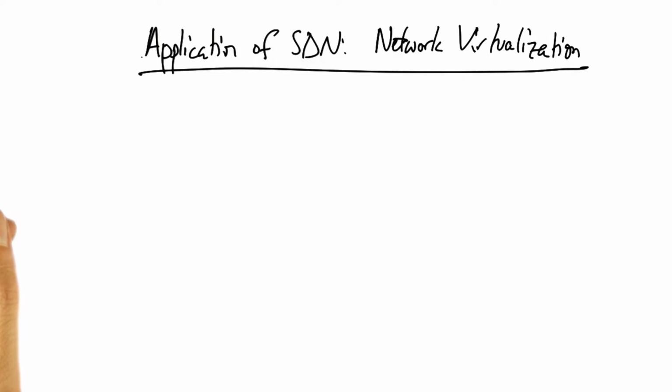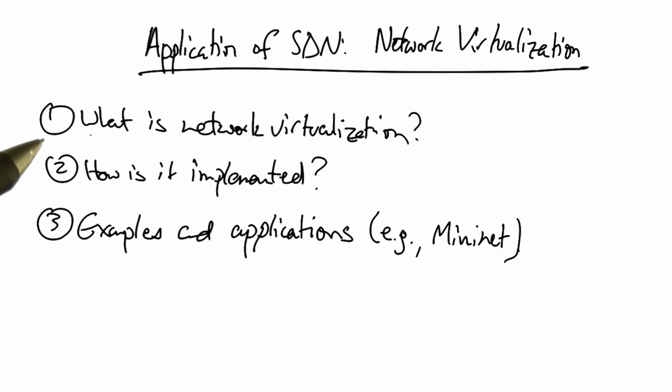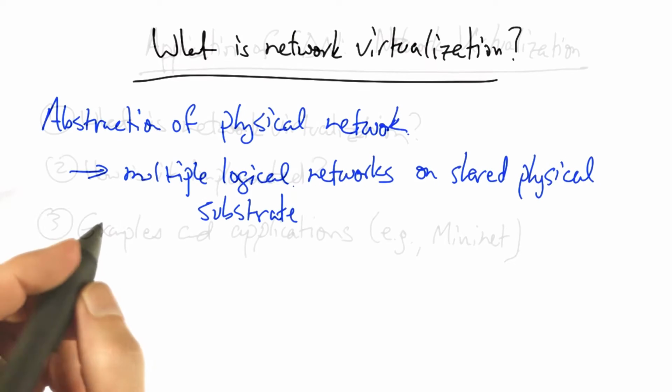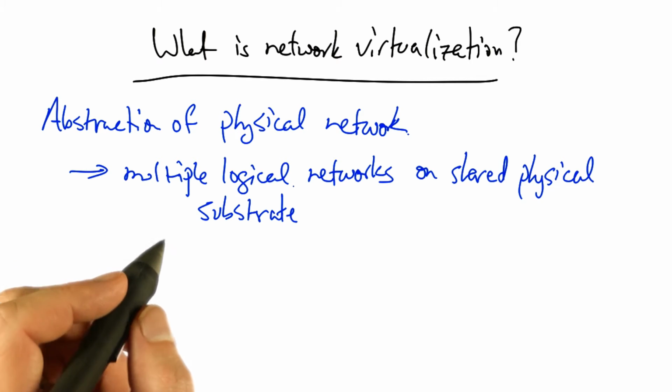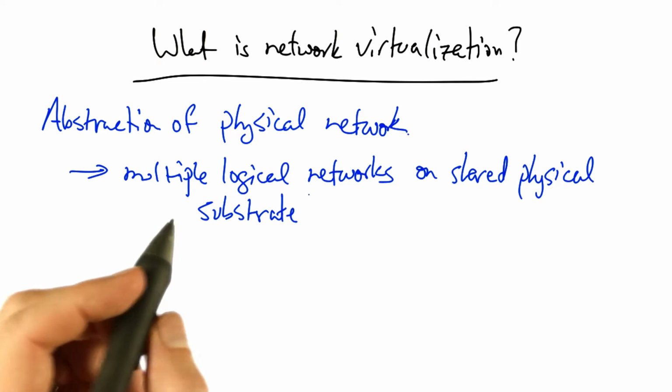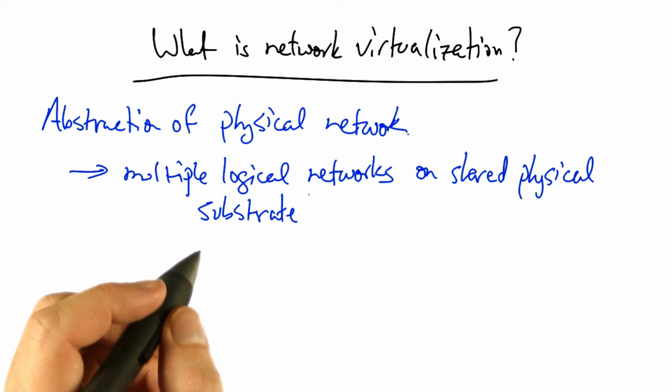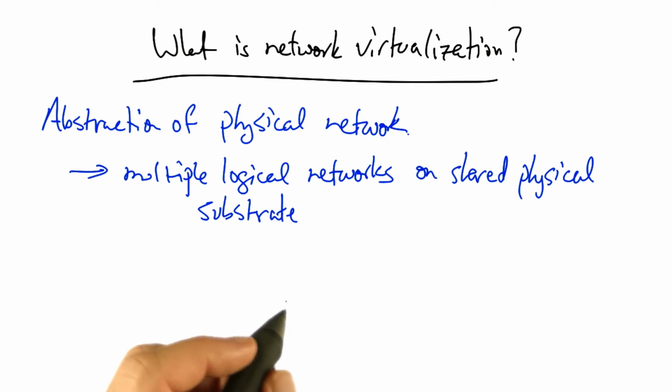Let's now talk about an application of software-defined networking, which is network virtualization. So we'll talk first about what network virtualization is, then we'll talk about how it's implemented, and then we'll talk about some examples and applications, such as Mininet. So network virtualization is simply an abstraction of the physical network, where multiple logical networks can be run on the same underlying shared physical substrate.